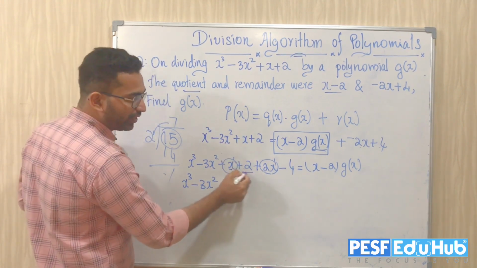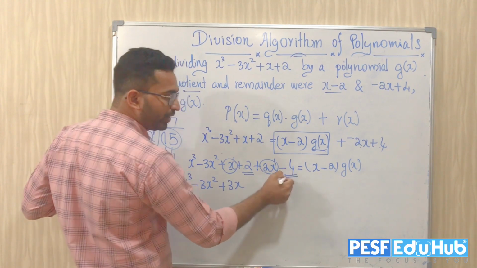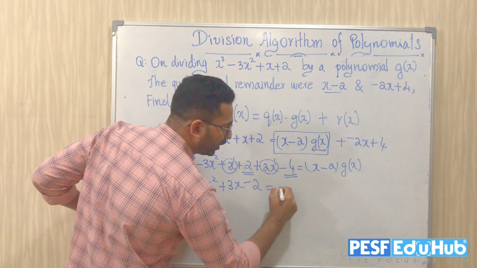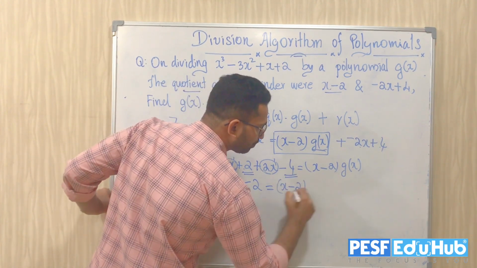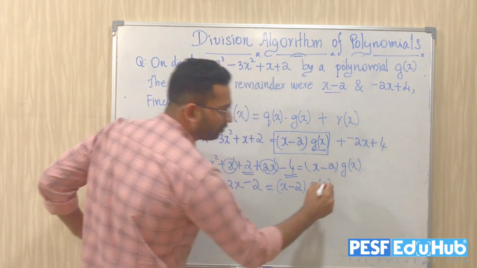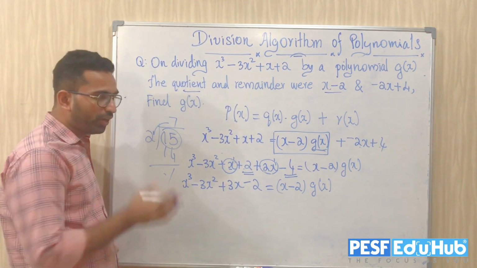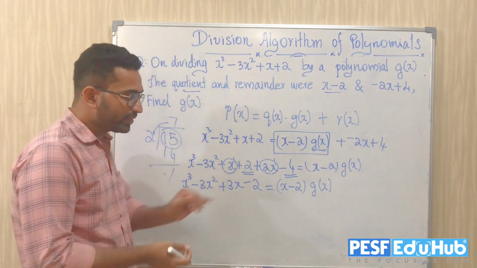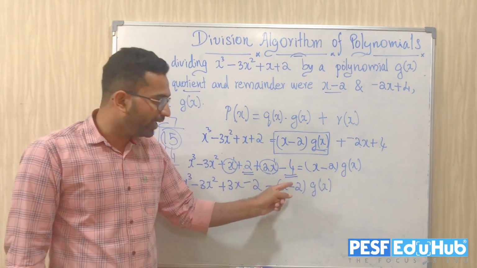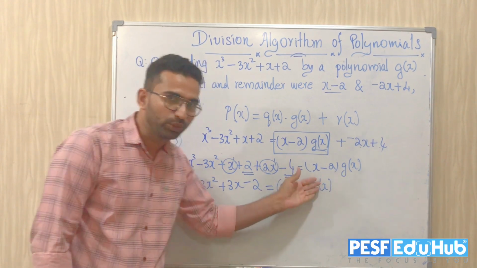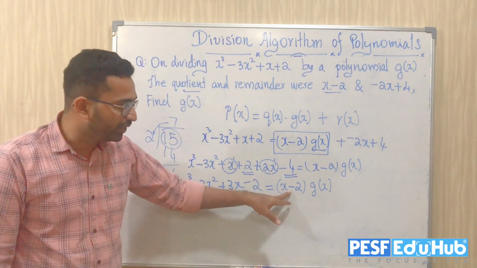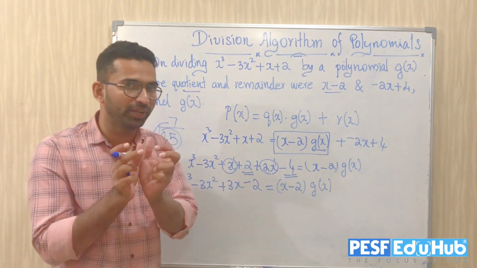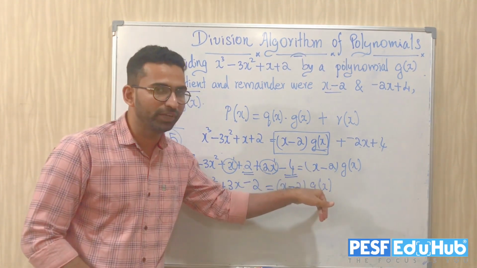Another like term is plus 2 and minus 4. So 2 minus 4 is how much? Minus 2. So this equals x minus 2 multiplied by g of x. Now what do I have to do? I want to calculate g of x. So what is left along with g of x has to move from the RHS to the LHS. What is left here? X minus 2. The operation between x minus 2 and g of x is multiplication.